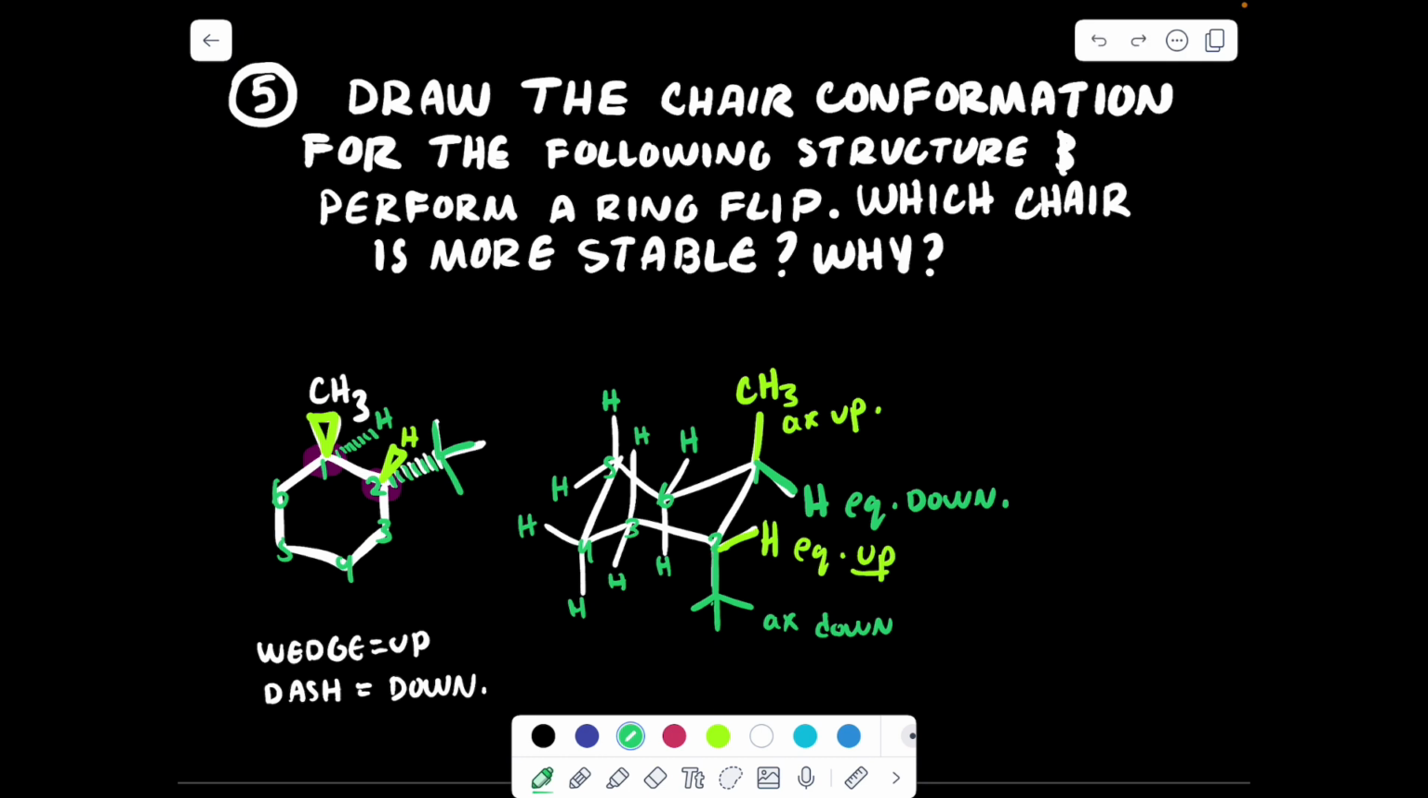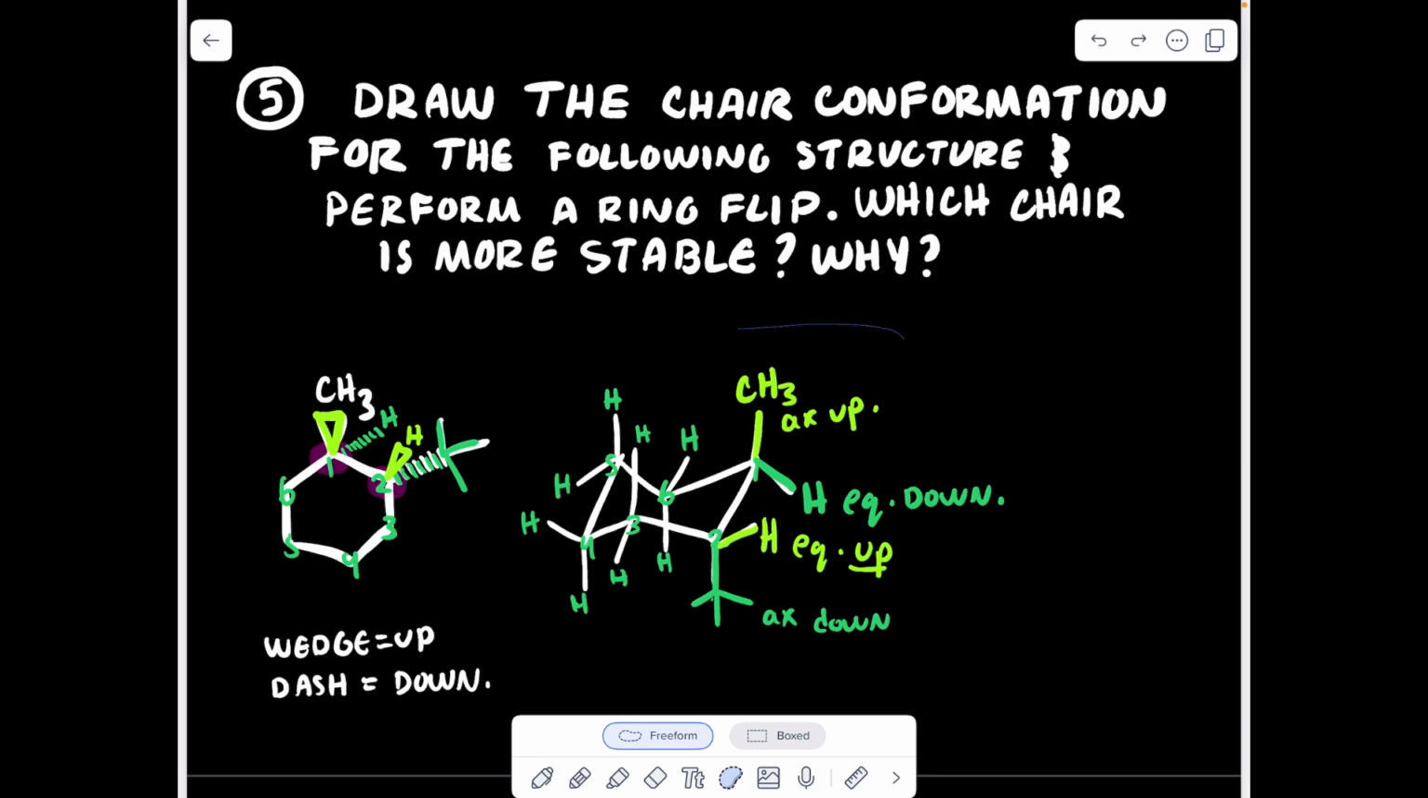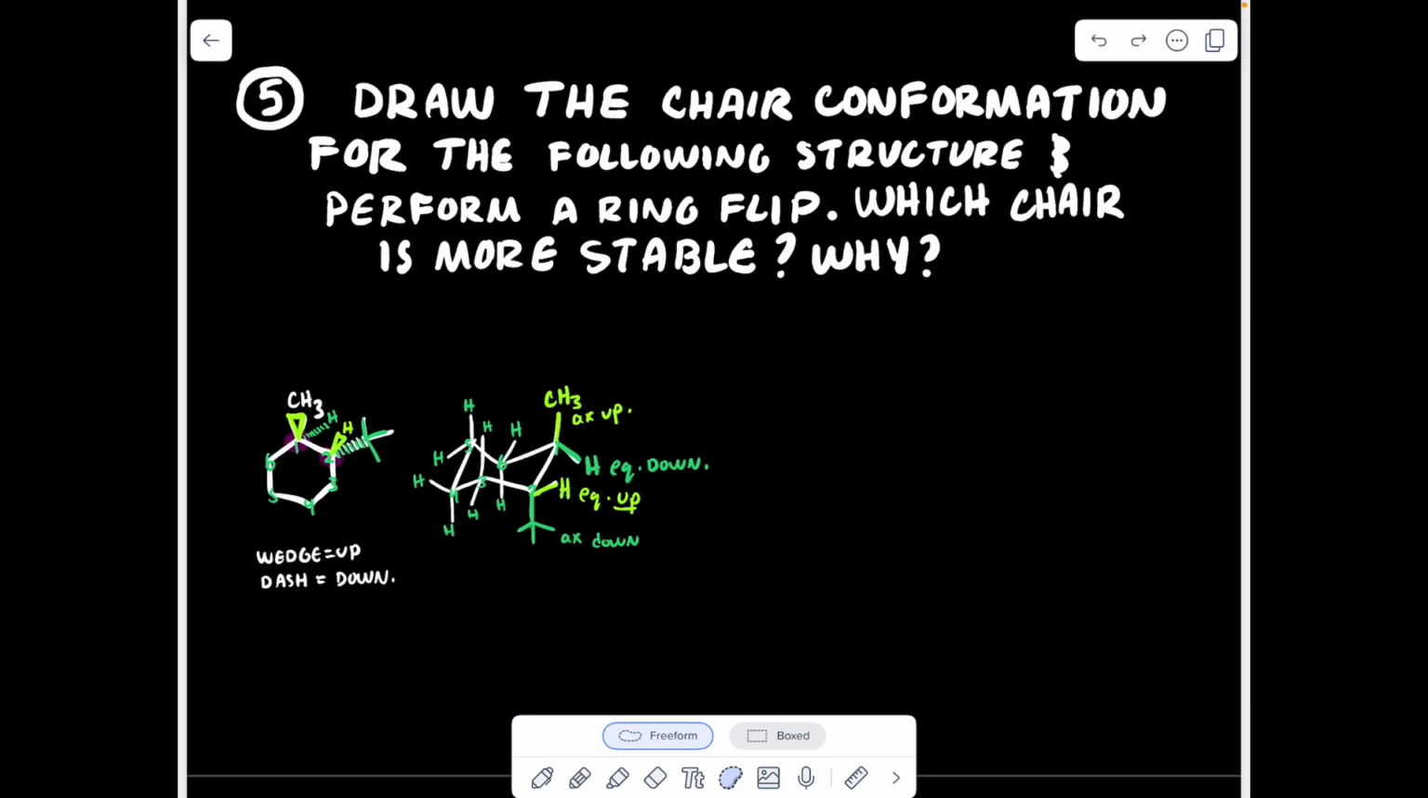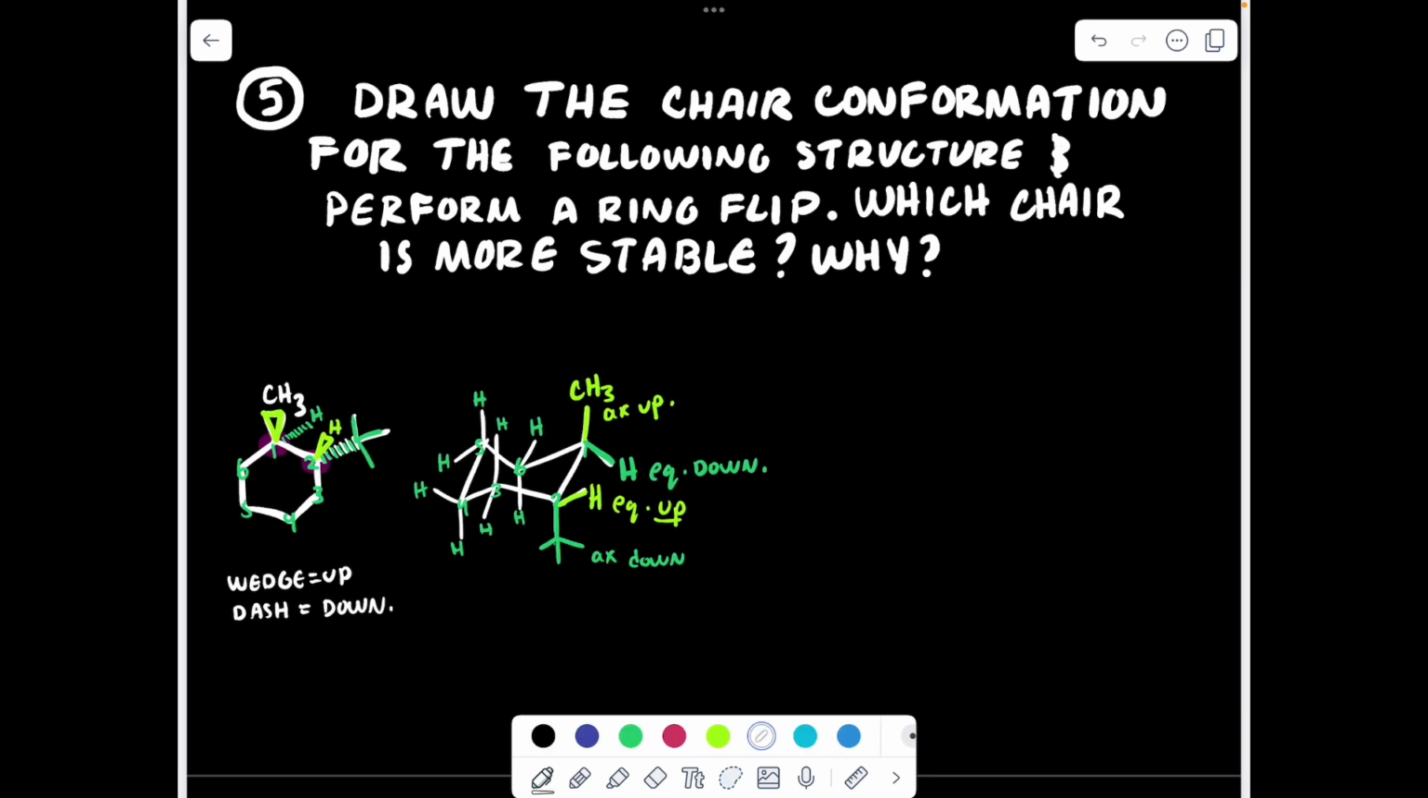So now we have to perform a ring flip and then evaluate which chair is more stable. To perform a ring flip, step 1 is to draw your left-handed chair. Once again, I go over this in my video on how to draw chair conformations, so please check it out. Now I'm going to relabel my carbons, except I'm going to rotate the labeling over 1 in the clockwise direction. So carbon number 1 initially was the right-hand corner. I'm going to move it down 1. So carbon 1 will now be here, and then I will label clockwise around the ring. 1, 2, 3, 4, 5, 6.